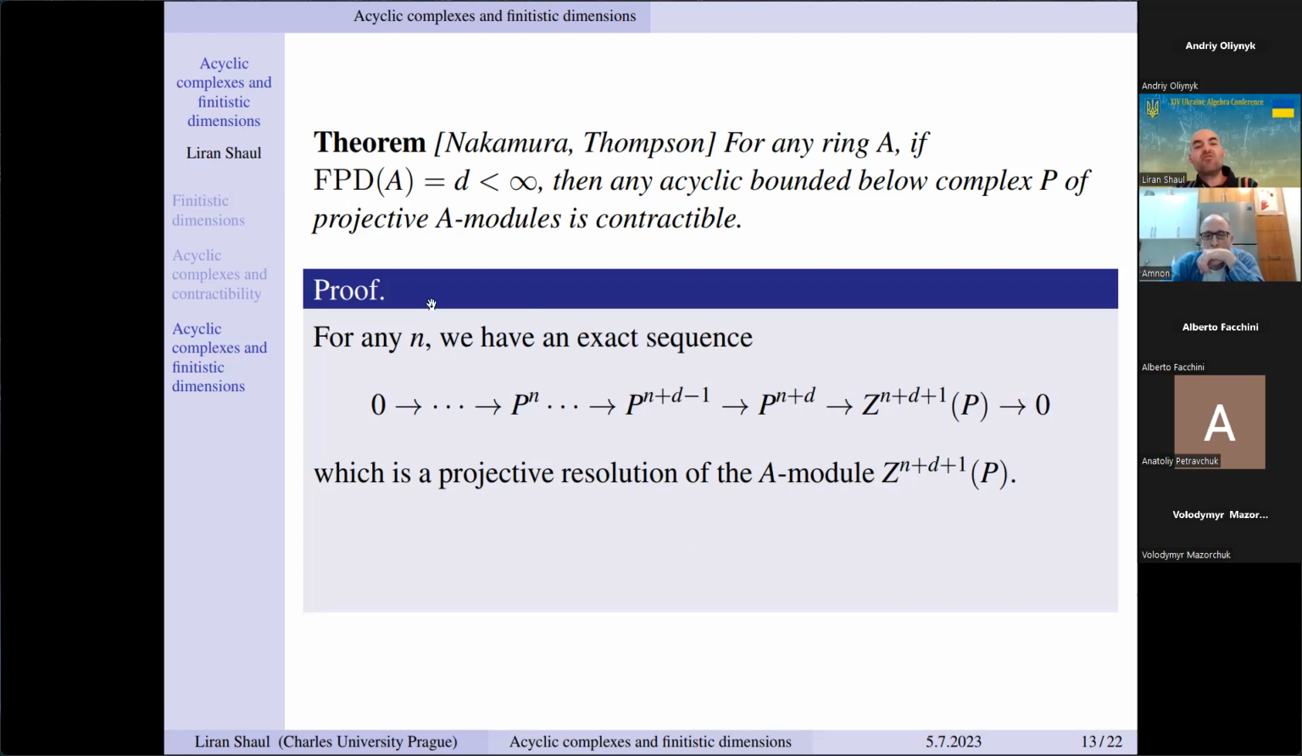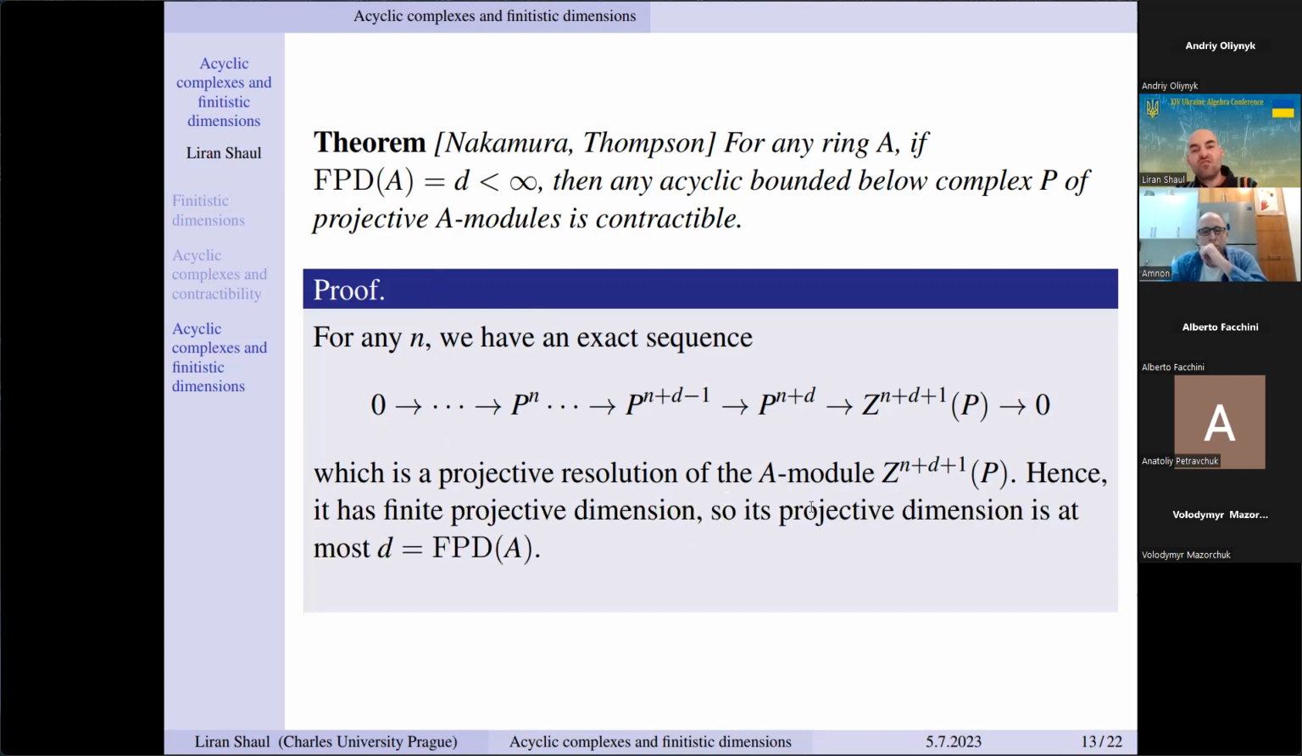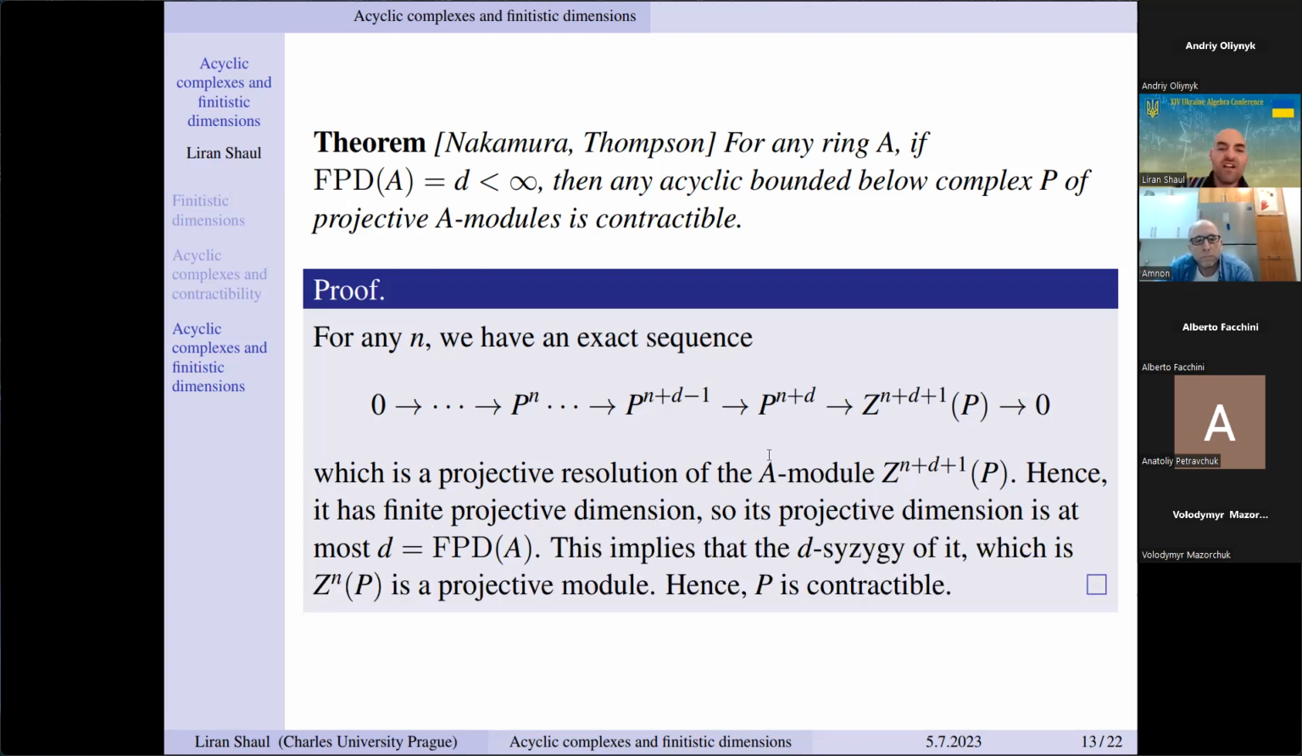Well, because this complex is bounded below, this projective resolution terminates at some point. So this just means that this cocycle has finite projective dimension. But if we assume that the finitistic dimension is finite, then its projective dimension is at most this d. And if you have a module of projective dimension at most d, then any d-syzygy of it will be a projective module, but the d-syzygy of this is just the n cocycle of this complex. So any n cocycle of my acyclic complex of projectives is projective, and as we have seen, this implies it is contractible.